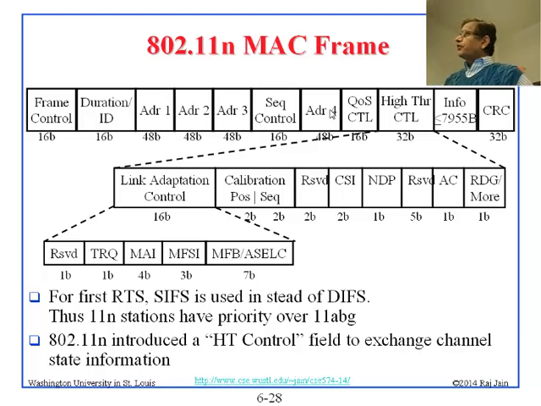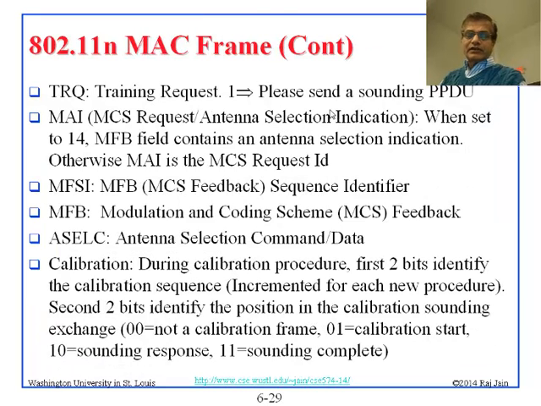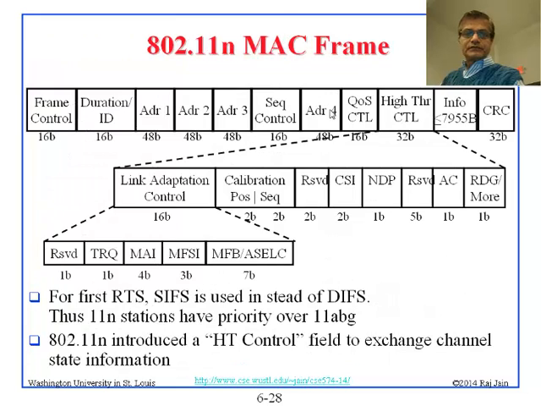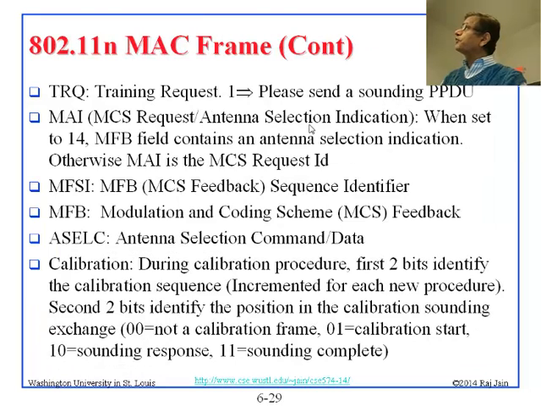But the point here is the ST control. The ST control is for channel information, and you have to read this slide and the next slide together, flipping back and forth. TRQ is the training request. Training request means please send me a sounding PPDU. All that means is please send me something that we both know, so I can figure out what the error rate is.